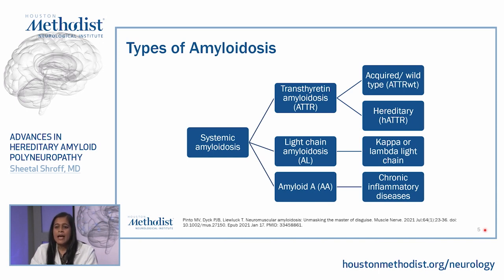On the other hand, the hereditary form, as the name implies, is the inherited form, in an autosomal dominant manner, because of one of the several genetic variants in the TTR gene. AL amyloid is caused by accumulation of kappa or lambda light chains associated with conditions such as multiple myeloma. AA amyloid is associated with chronic inflammatory conditions such as rheumatoid arthritis, Crohn's disease, or chronic tuberculosis, etc. For today's presentation, we will focus on hereditary amyloidosis, also known as hATTR amyloidosis.